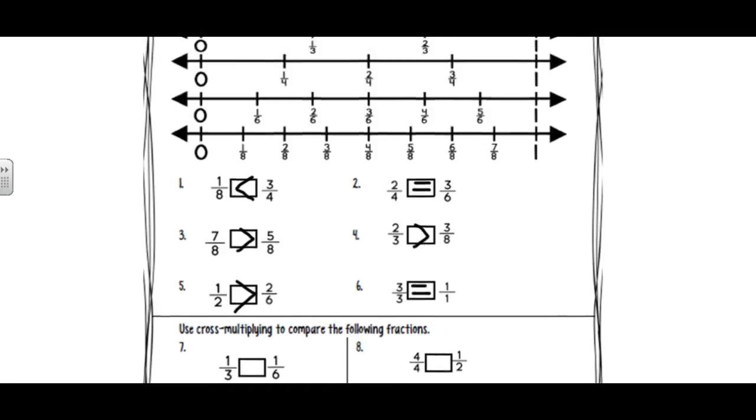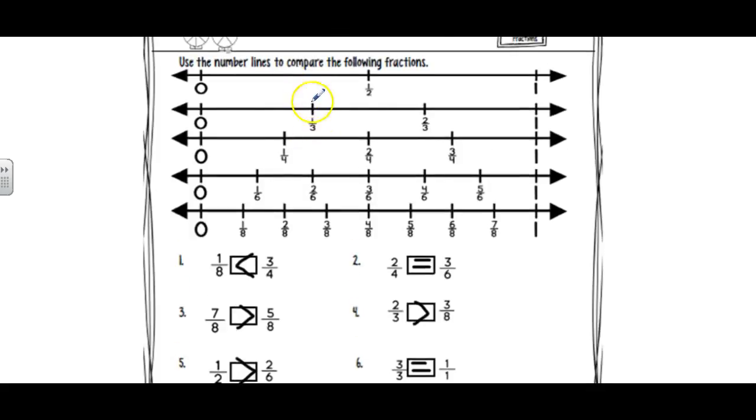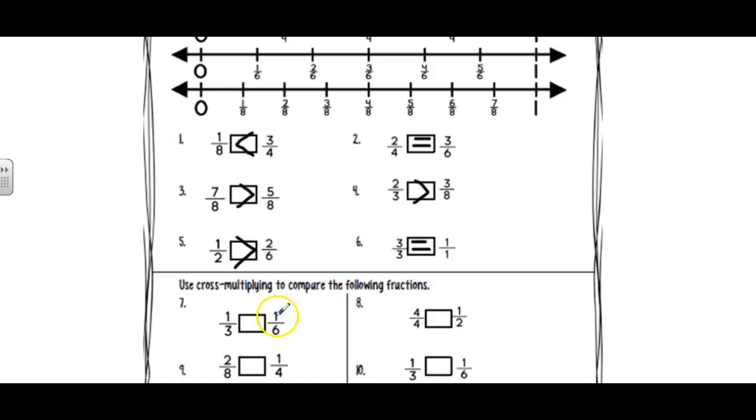Okay, so we've got 1/3 and 1/6. Here's 1/3 and here's 1/6. So you can see that 1/3 is closer to 1/2 than 1/6 would be. So that tells us that 1/3 is greater than 1/6.